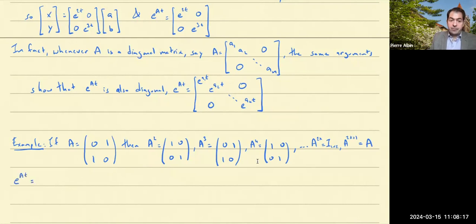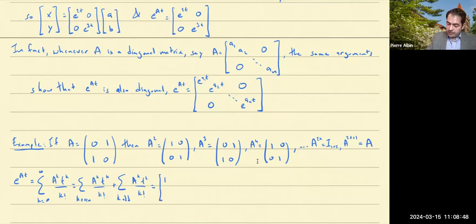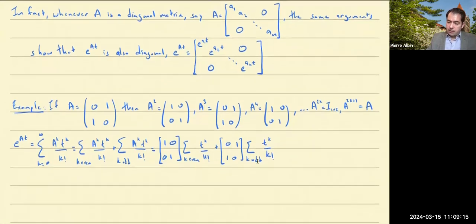So that means that if you want to compute e to the At, right, this is the sum k goes from 0 to infinity, A to the k, t to the k over k factorial, right? So we could write this as a sum over k even, A to the k, t to the k over k factorial, plus a sum over k odd of A to the k, t to the k over k factorial. Right? For the even ones, A to the k is just the identity, so we could put the identity matrix times the sum k even, t to the k over k factorial. Plus for the odd ones, A to the k is just A itself, so 0, 1, 1, 0, times the sum over k odd, t to the k over k factorial. Okay, so what are these sums equal to?